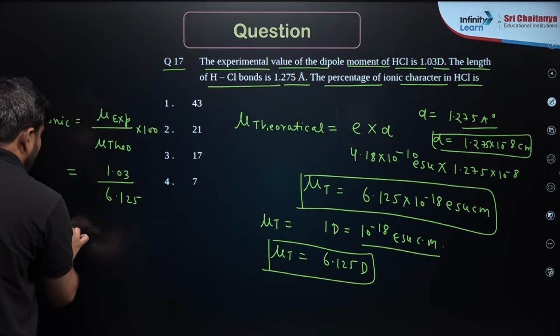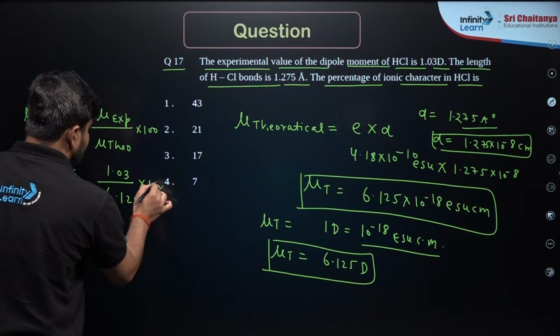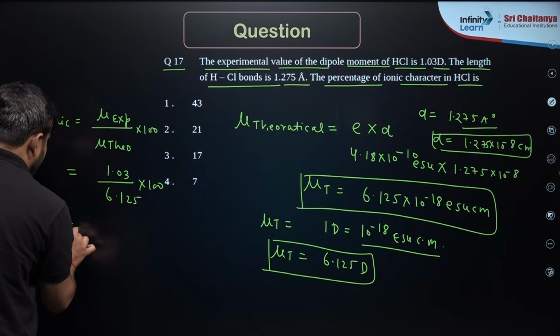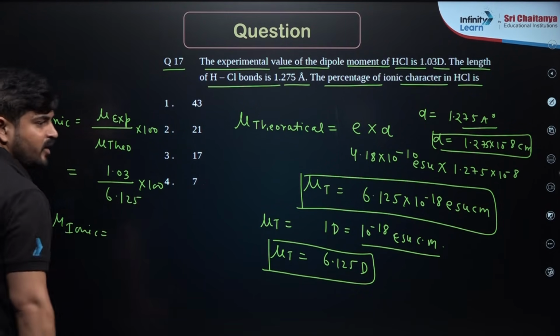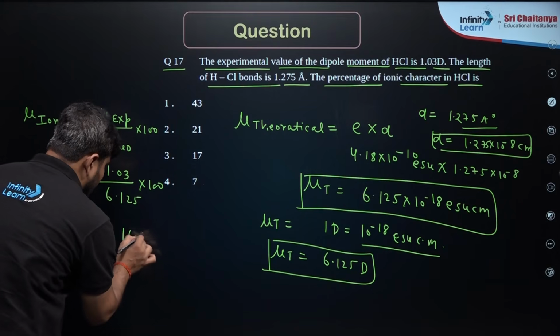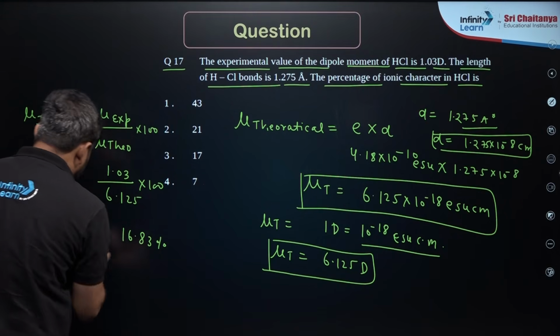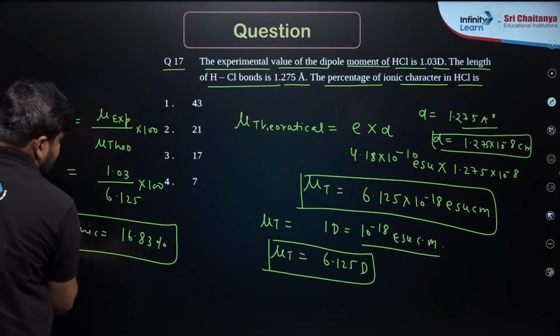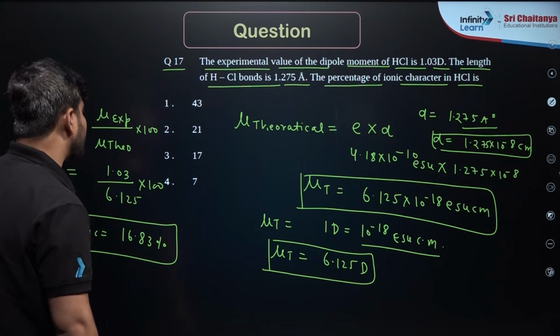So if we multiply by 100, how much are we going to get here? So mu ionic, how much are we getting? We are getting 16.83%. So mu ionic we are getting 16.83% here, okay.